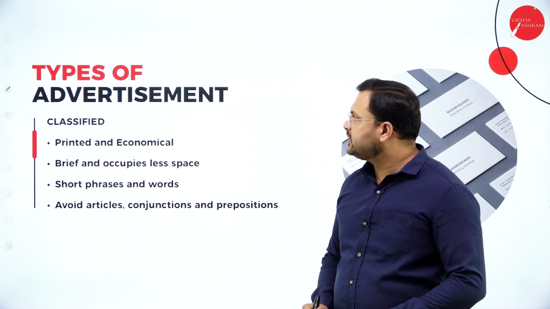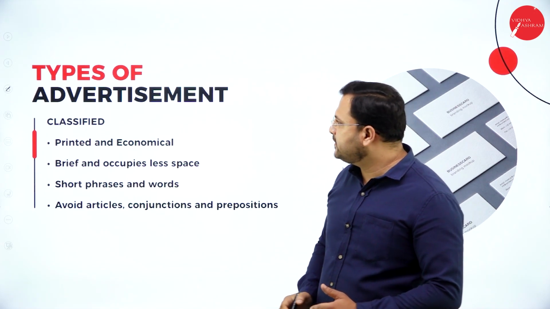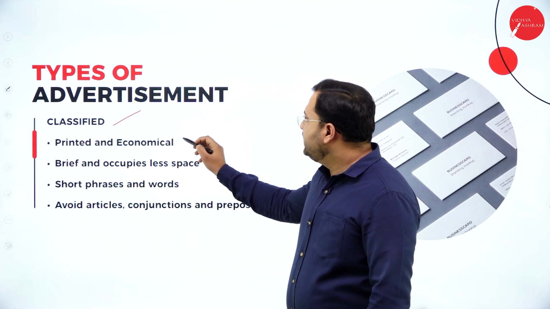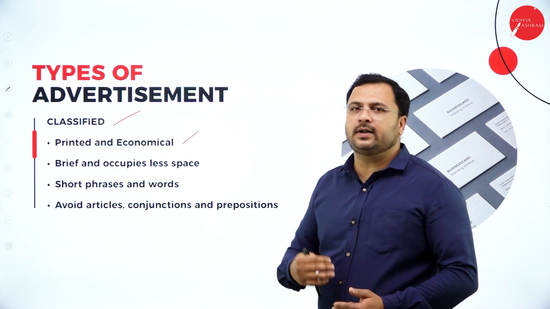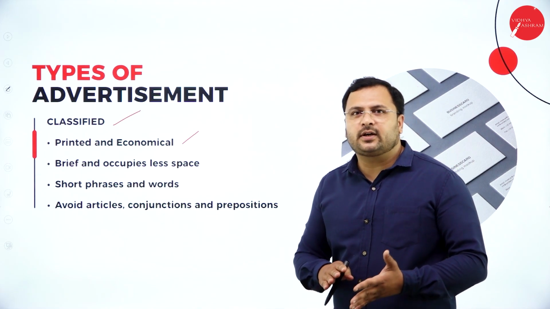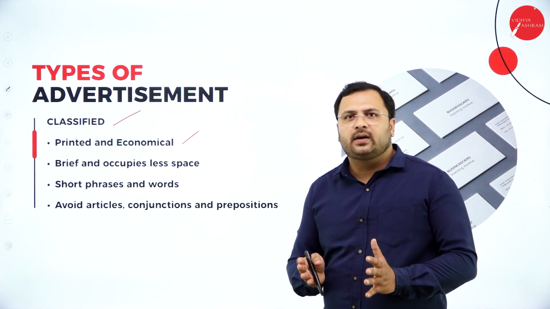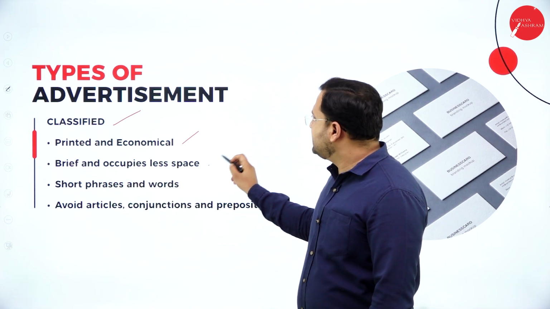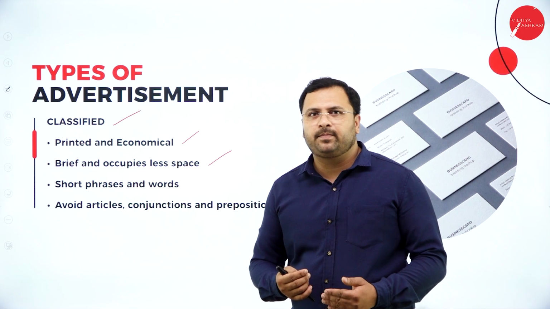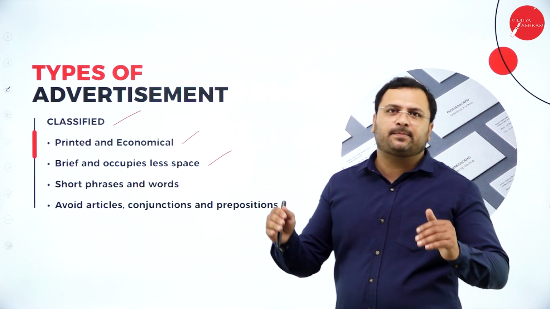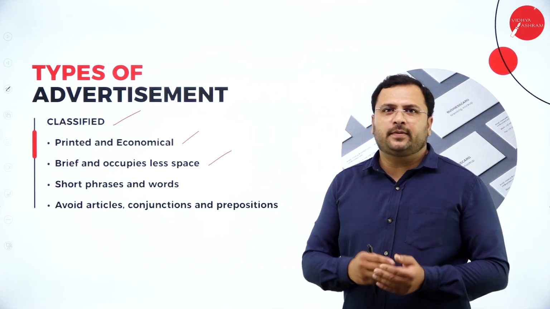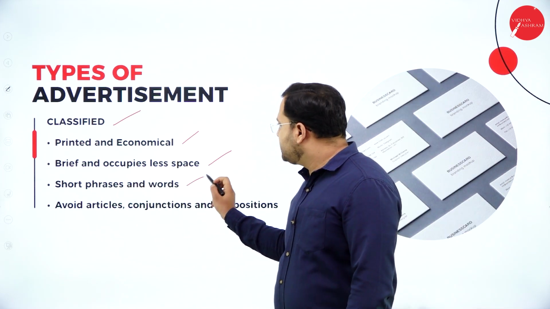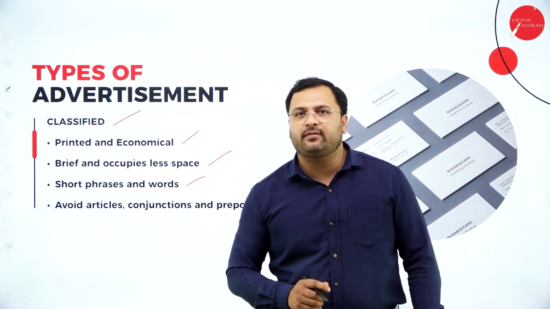Types of advertisements. There are two types of advertisements. The characteristics of classified advertisements is they are printed and they are economical. So they are printed, the cost of that printing remains low. They are brief and occupy less space. So in print media, you need not have very big space on the page. You will have a limited space. There you will advertise. Short phrases and words are used in classified advertisements.